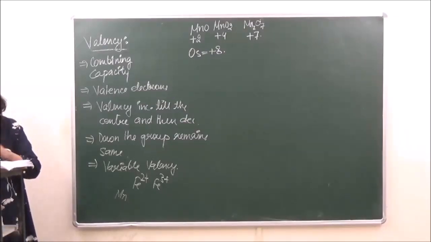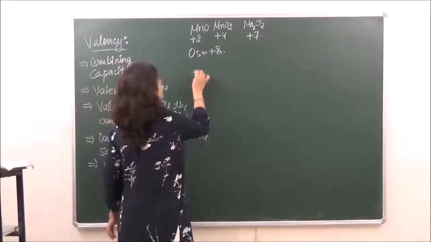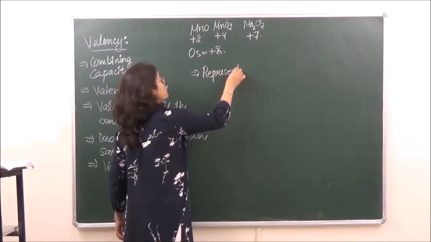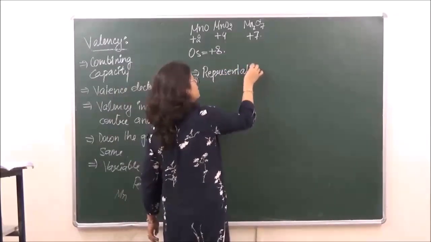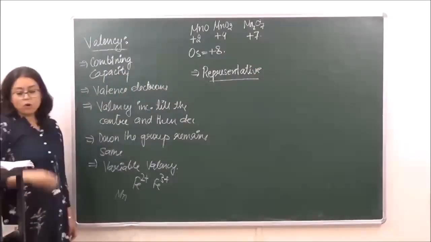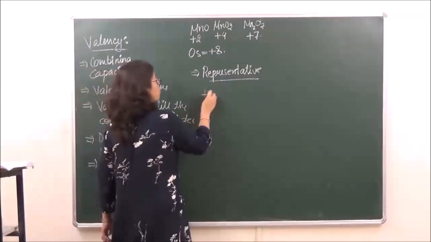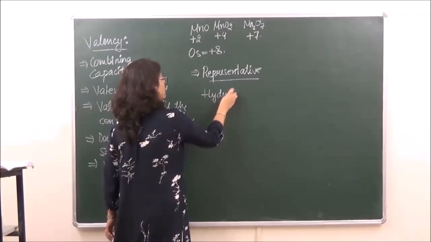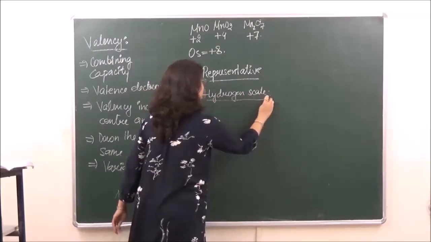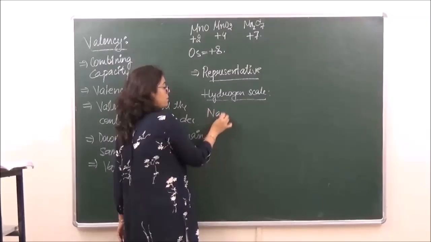Now, in case of the representative elements, we have two different scales to show the valencies along a period. Representative elements कौन से हुए? The elements which belong to S and P. So when we're talking of representative elements, we have two scales. The first one is known as the hydrogen scale. Let's see how the valency varies on this scale, taking the third period.